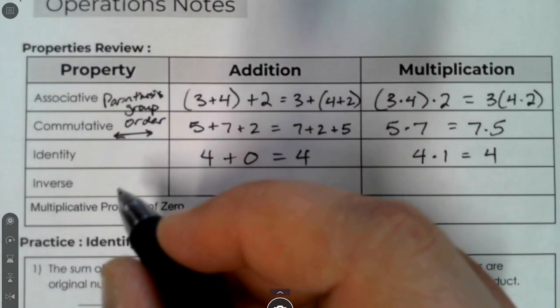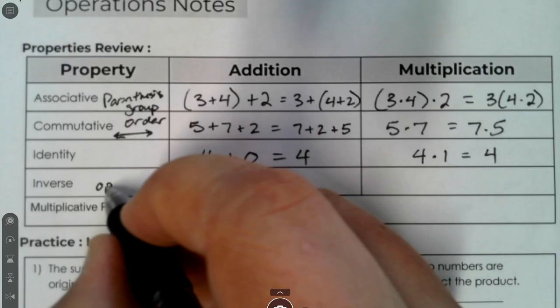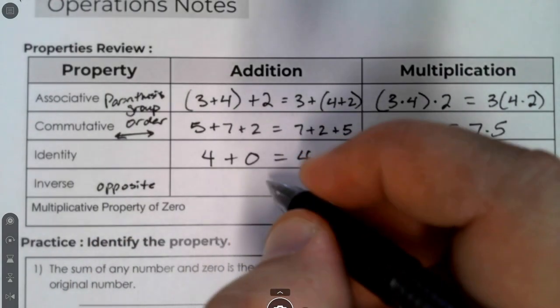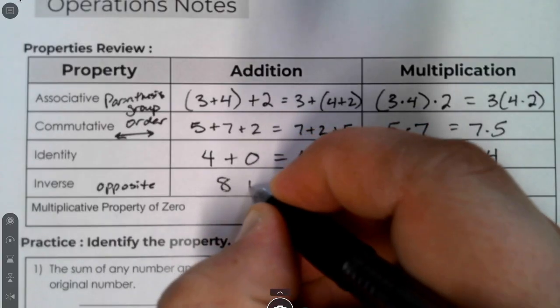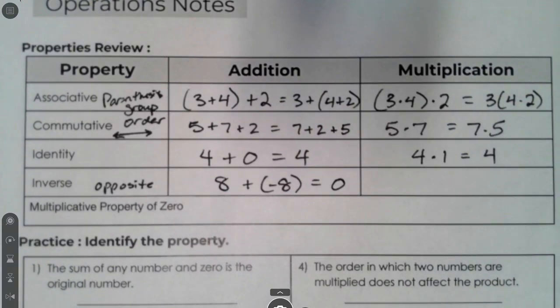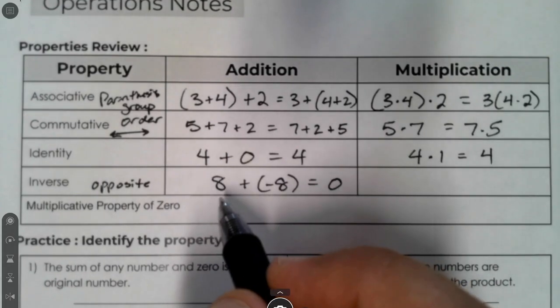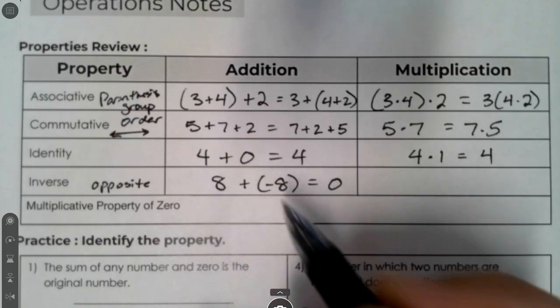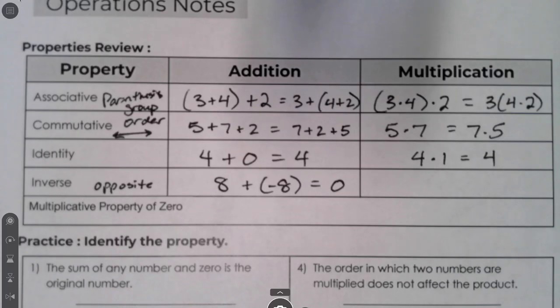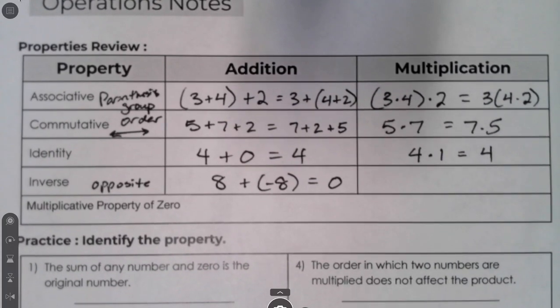Inverse just basically means opposites. So when you're adding, opposites would be the opposite sign. So positive 8 and negative 8. If you add them together, you get 0. And you could do it in either order. I could put negative 8 plus positive 8. It doesn't have to be the positive and the negative. It could be negative and positive. The point is, if it's the same number, but just different signs, it's going to cancel out and lead you to 0.